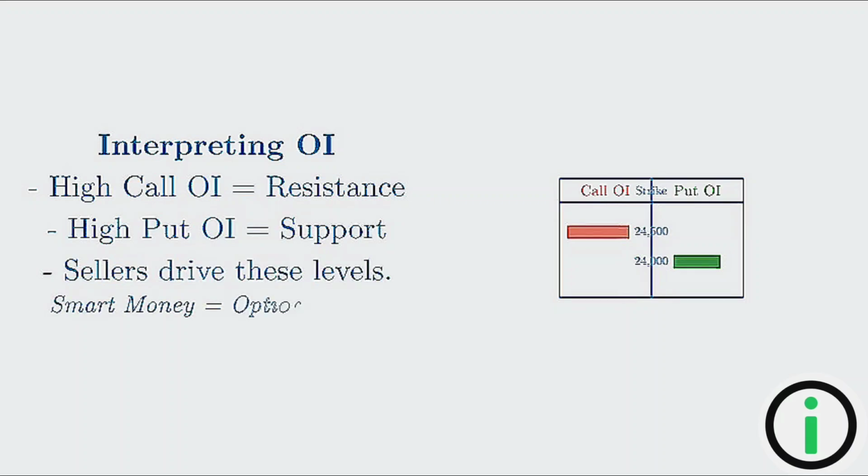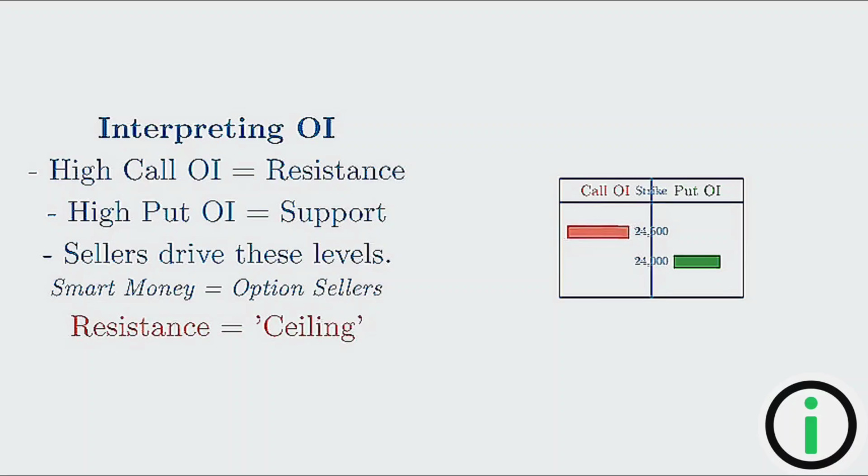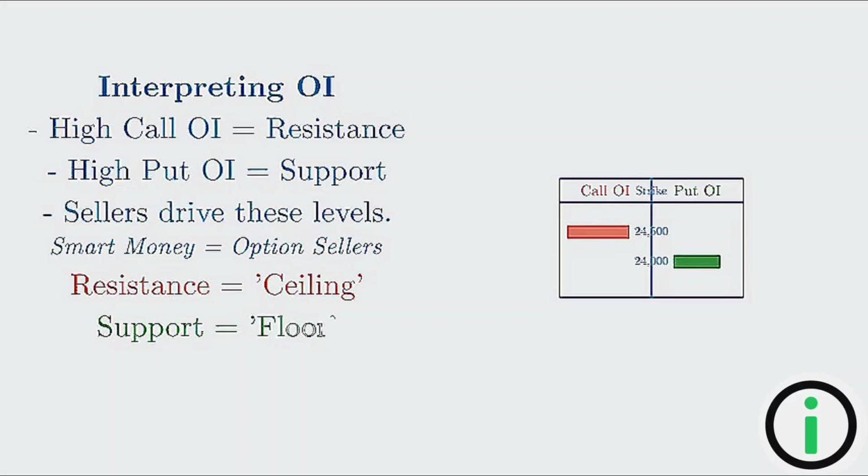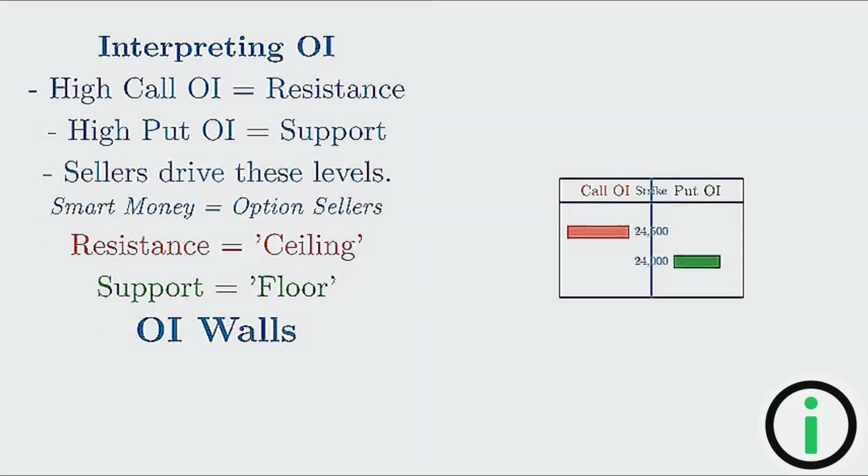To understand why, we have to think like an option seller. Most retail traders buy options, but the smart money often sells them. If a large institution sells a massive amount of calls at a specific strike, they lose money if the price goes above that level. Therefore, they will use their capital to defend that level, creating a ceiling or resistance. Conversely, if they sell a massive amount of puts, they will defend that level to keep the price above it, creating a floor or support. These floors and ceilings are what we call OI walls.